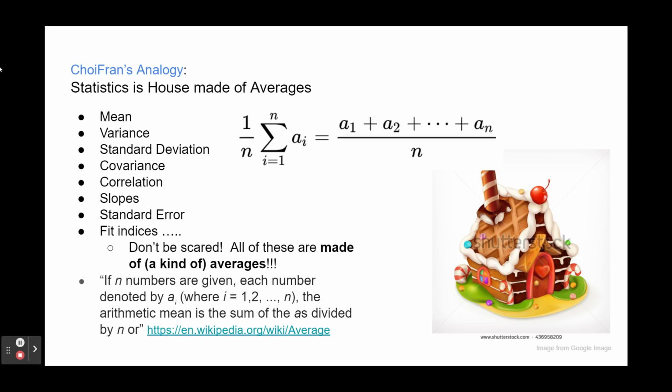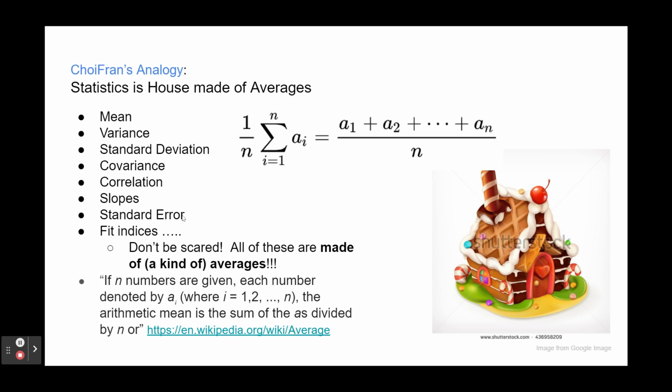I know, in order to compute variance, we need to have a mean. We are creating another average using our averages, the mean. Standard deviation, we need the mean. But still this is a type of average out of another average, right? We have to compute covariance, but covariance needs a special type of average using other means. Correlation, same thing. Slopes, same thing. Standard error, same thing. Fit indices, same thing, right?